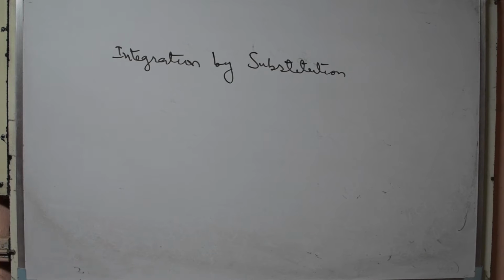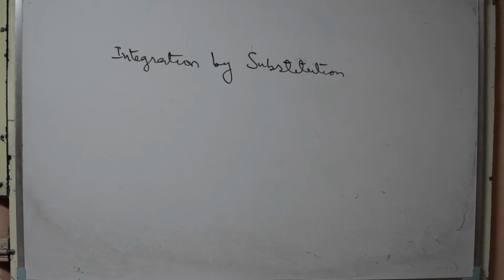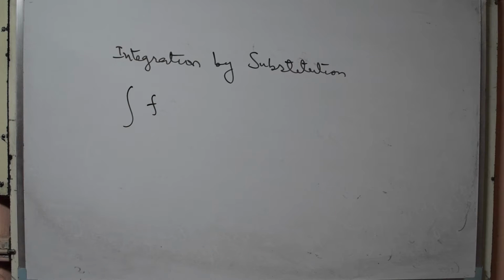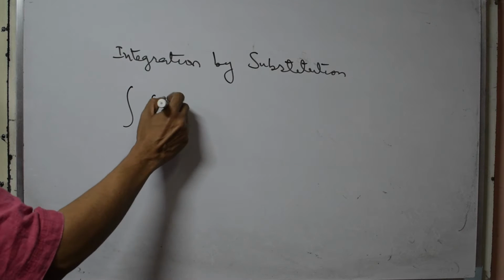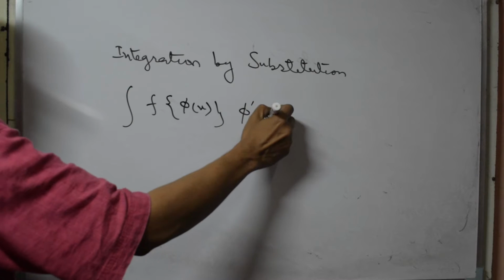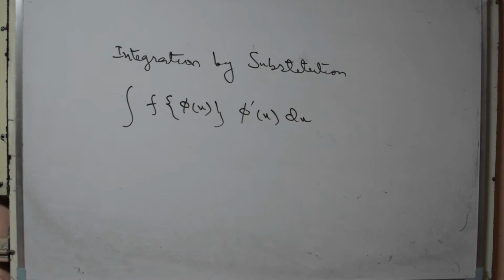Today we will discuss the integration by substitution method. What is the idea of substitution? If we want to integrate a function of a function, that means f of phi x into phi dash x dx. This is a very typical type of problem because phi x is another function, and that is the function of function concept, similar to something like the chain rule in derivatives, not exactly. So this type of problem, how to solve?